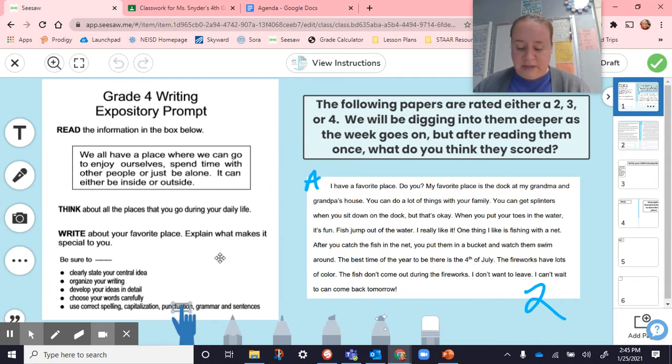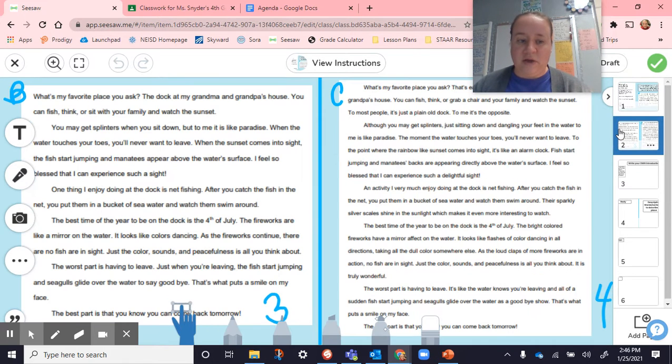Today I put on here that later in the week, as we go through the week, we'll dig a lot deeper. But we were just reading and gave them a quick score, and almost immediately everybody recognized that this one here was severely lacking details compared to the other ones. So we talked about what that means and just looked at the progression.